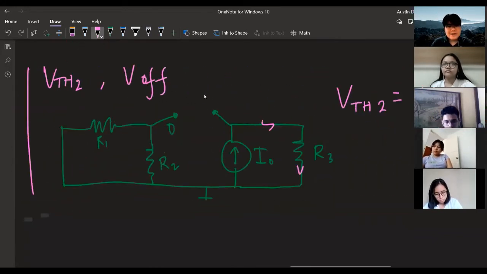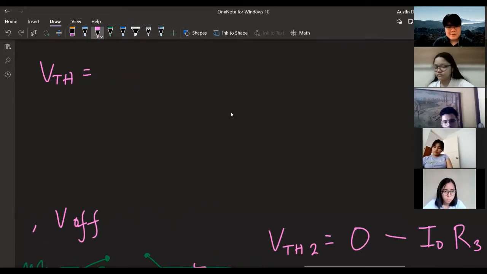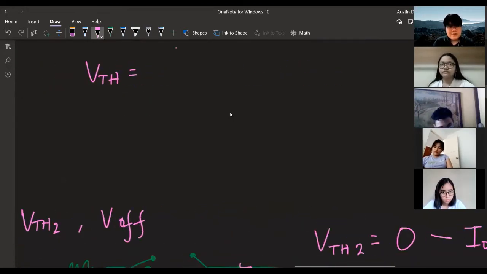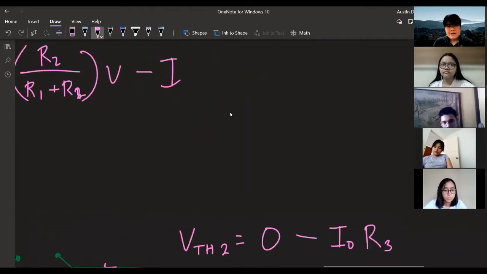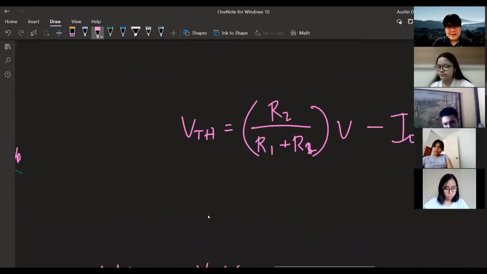And then, nakuha ko na si VTH. VTH ay just combination ng dalawa. VTH would just be the combination of those two, which is yung voltage divider mo: R2 over R1 plus R2, times V, minus I naught R3. Okay, so in-add ko lang silang dalawa. So that's my VTH.